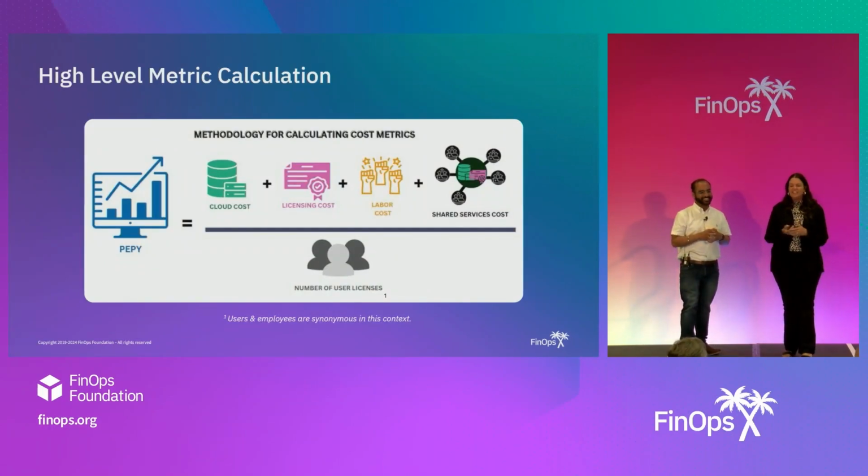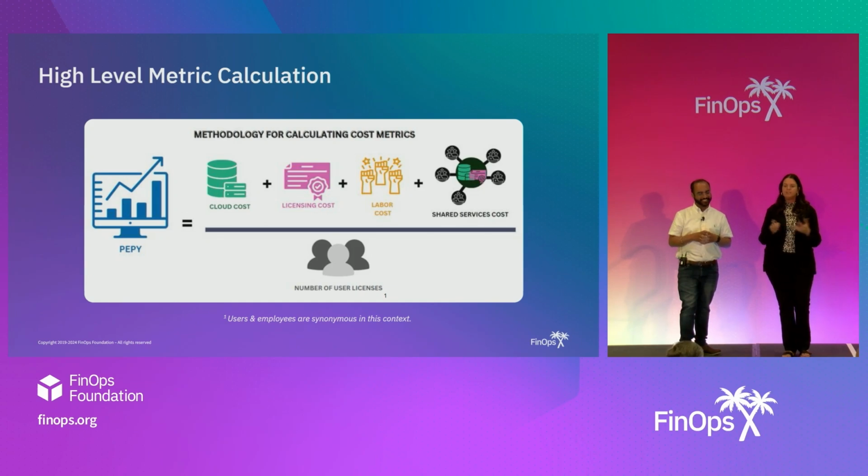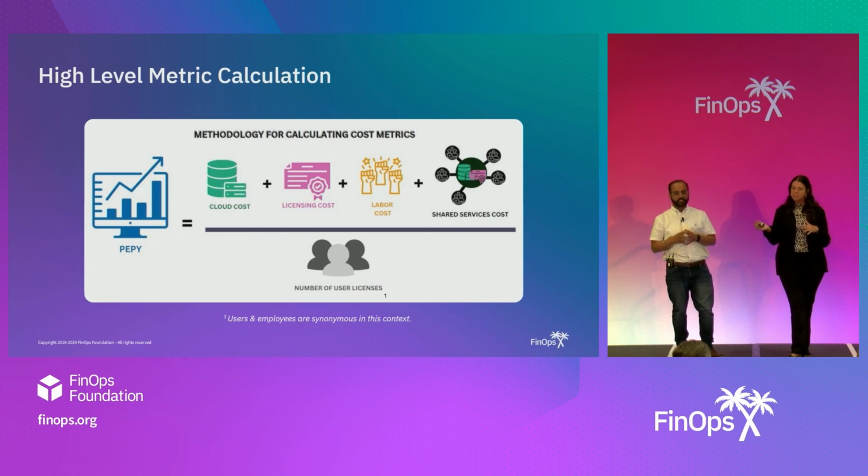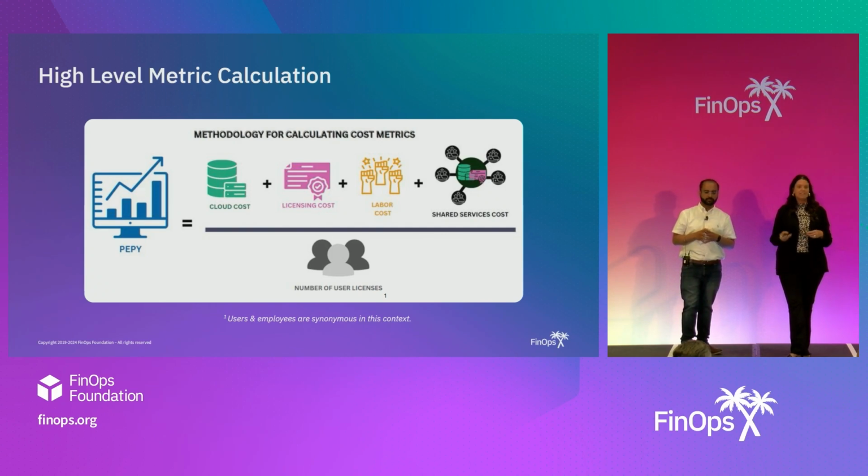All right. So cloud infrastructure costs are important, but for our company, we wanted to include all the costs that are incurred to produce our product. So due to this, you can see our calculation here. We're taking cloud costs plus licensing costs plus labor costs plus shared services costs, and then we're dividing that by the number of user licenses.